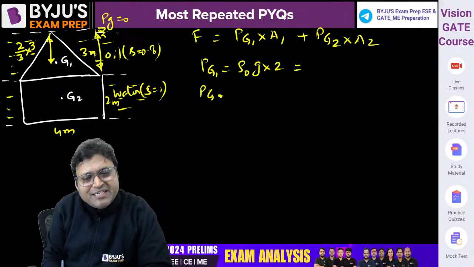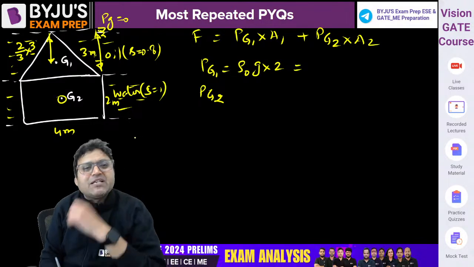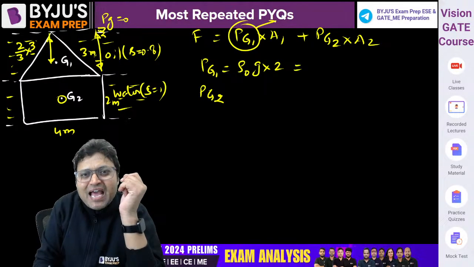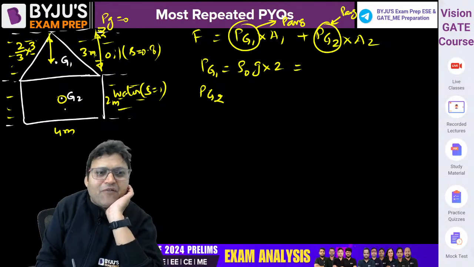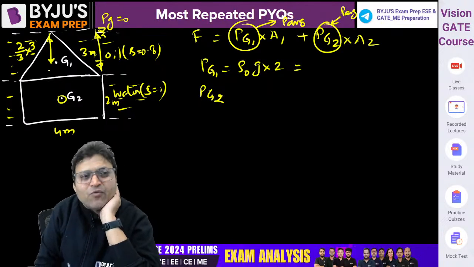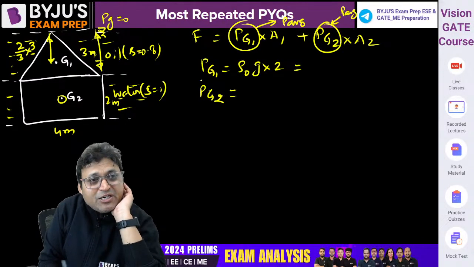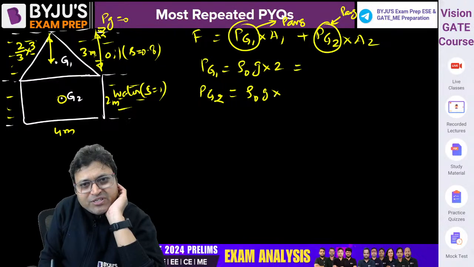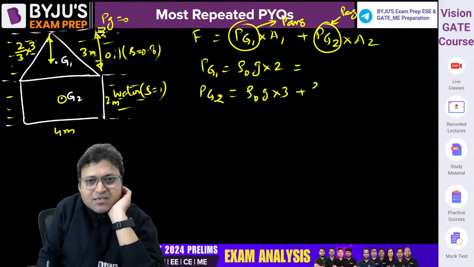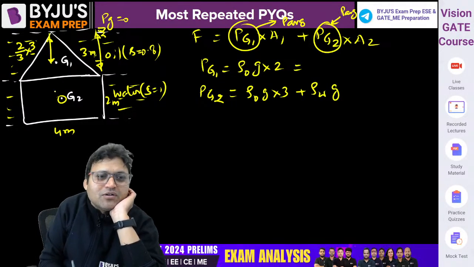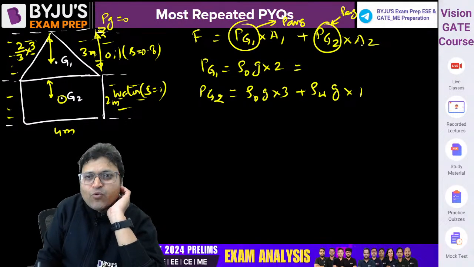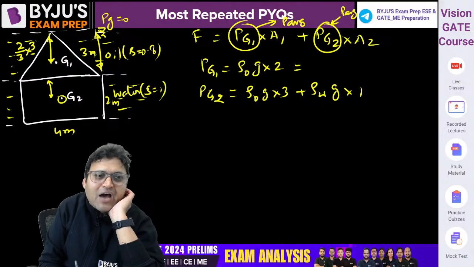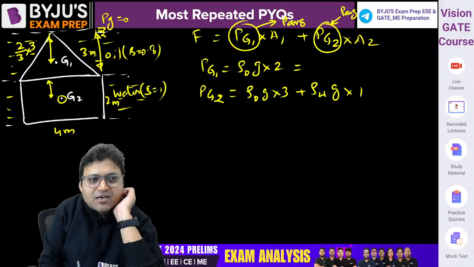And what about Pg2? Pressure at this point, average pressure. Whenever there are multiple fluids, we can go with the average pressure. Average pressure at 1, average pressure at 2. So that is how we will get the value. What is Pg2? That will be equal to rho of oil into G into 3 plus rho of water into G into this distance, that is 1. And what is A1? A1 we all know, half into base into height. A2 is base into height.